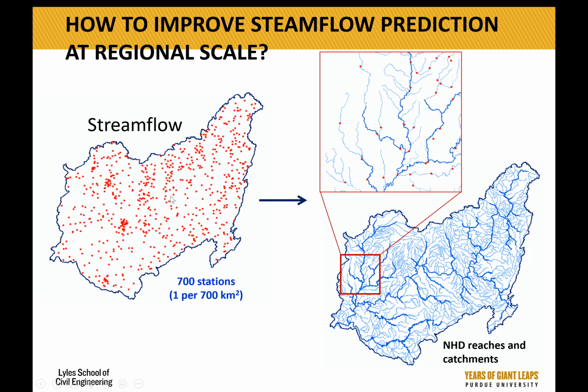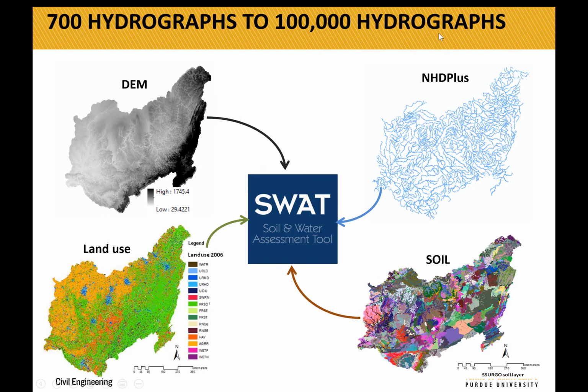So we have about 700 stations, and if you think about that, we have about one station per 700 square kilometers. So the data is extremely sparse, as you see on the right. So what we are trying to do is how can we use information at these gauging stations that you see in red to come up with streamflow prediction and flood inundation in all the other reaches that we have here. So the question is, how do we go from 700 hydrographs, this is where we have gauges, to 100,000 hydrographs?